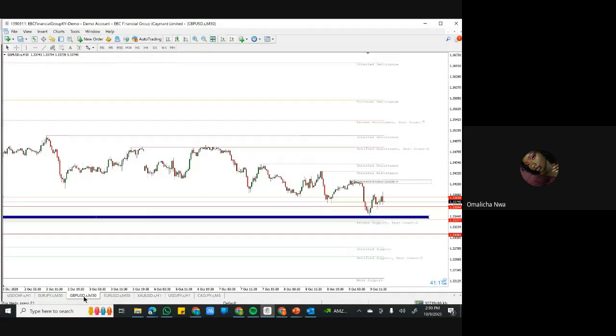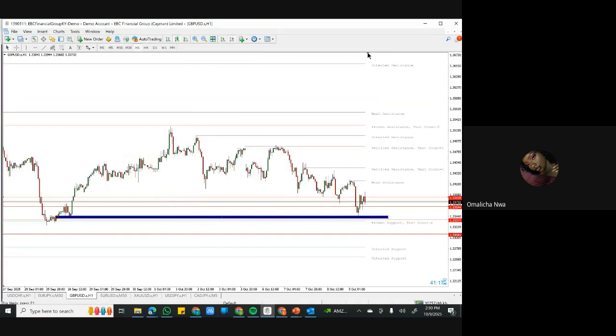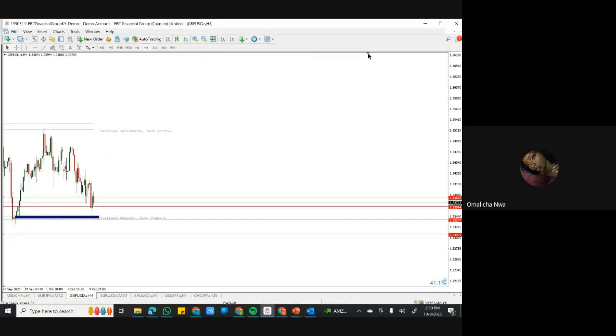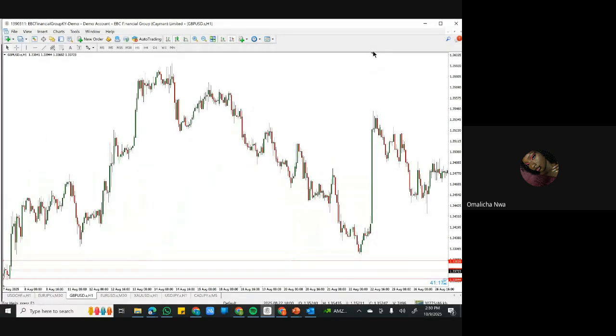Let me look for a proven resistance. Look at a proven resistance here. It's telling me that at this point, price has tested this particular market more than 5 times, and it keeps going down from there. Each time price comes there, it keeps going down from there. It's not showing us proven here again. Let's go to 1 hour time frame and see.